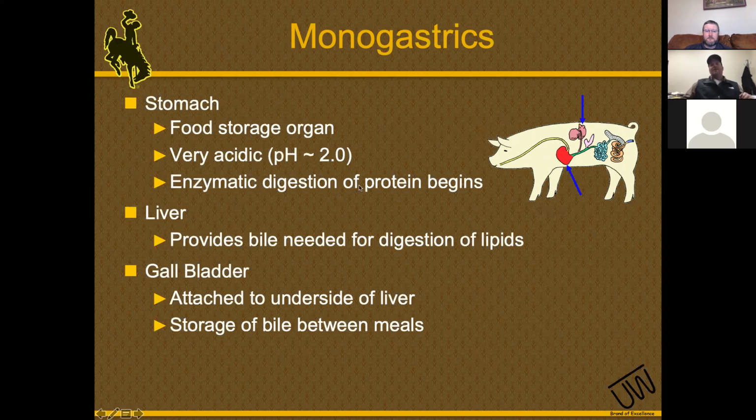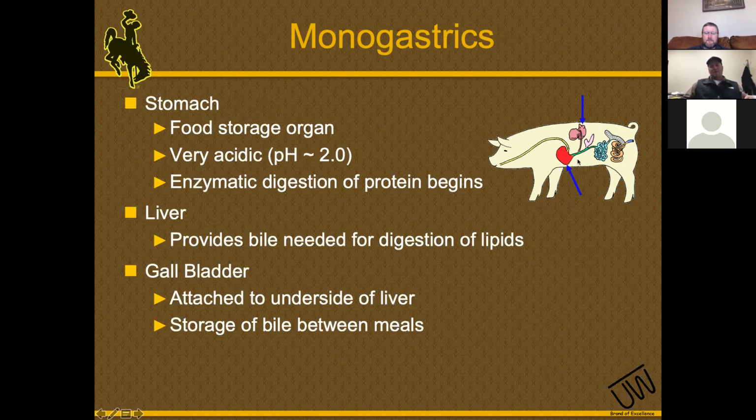It thrives in that low pH, very acidic environment. But it takes time for all that to happen. So the stomach is really a storage area. It's going to hold the feed for a certain amount of time, let it be broken down, and then it passes.